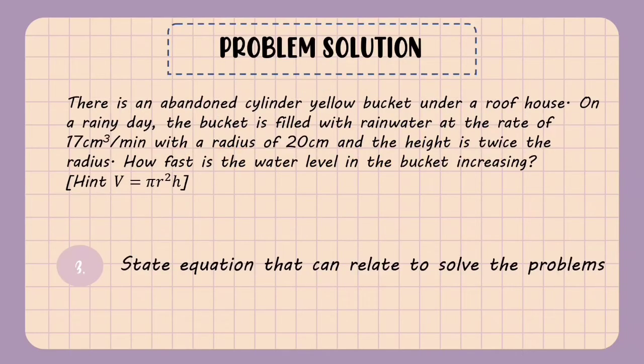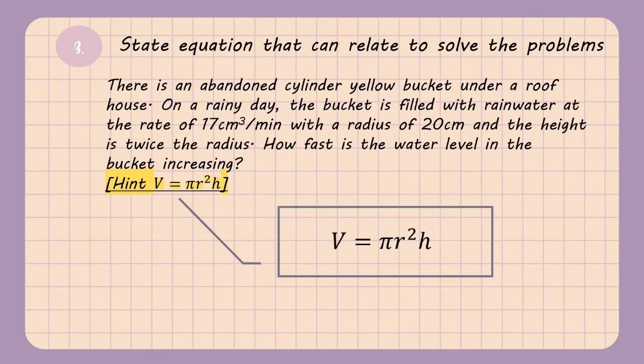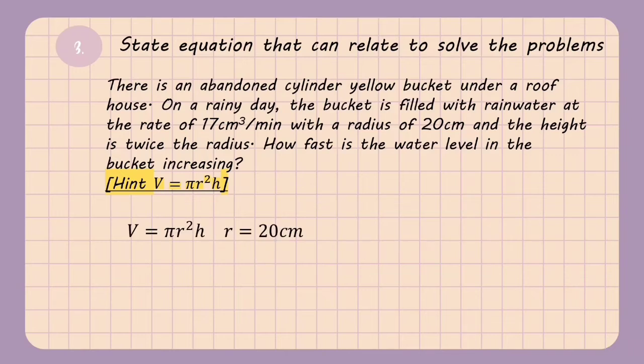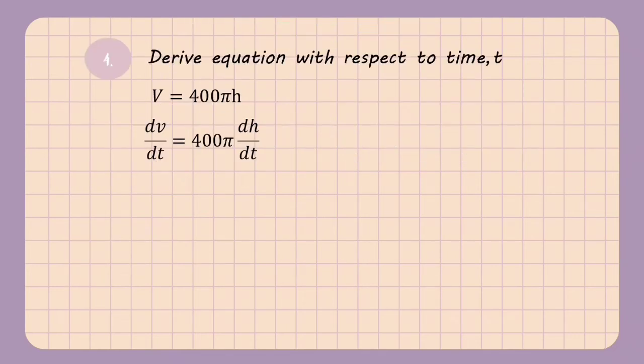After we know what the problem statement wants to solve, we need to state the equation that can relate to solve the problem. As you see, I highlighted the hint, which is the volume formula for a cylinder, or in this problem statement, the bucket. And here I rewrite the formula so we can see it clearly. Since we already know that the radius in this problem statement is fixed, we need to insert the value in the formula. This is our new formula: V equals 400 pi H. Next, we need to differentiate the equation with respect to time. As for V, when we differentiate it, it will be dV/dt, 400 pi remains, and lastly for H, it will differentiate as dH/dt.